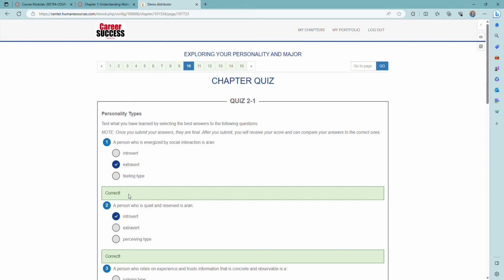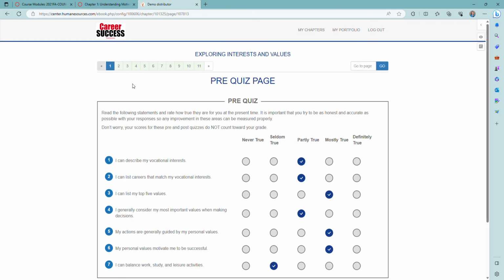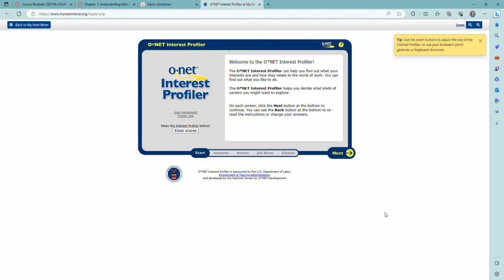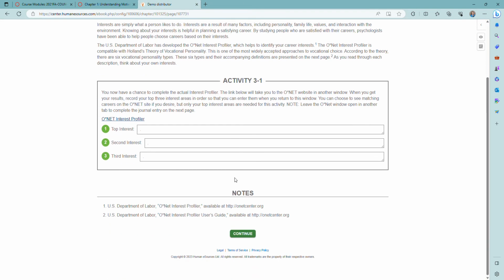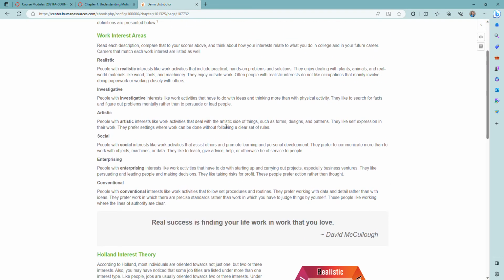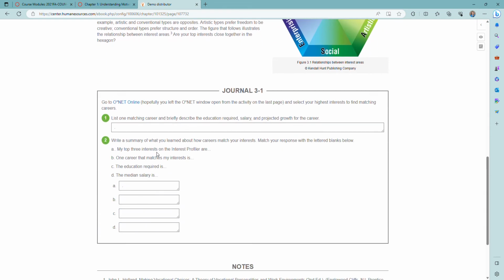And again, the quizzes are integrated into the chapter. They're automatically scored. Let's take a look at another chapter, the chapter on interests. There are links to the O-Net Interest Profiler, which yields results similar to the Strong Interest Inventory. And then definitions of Strong's different categories, and then a journal entry.